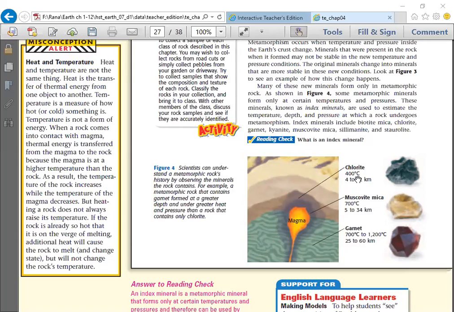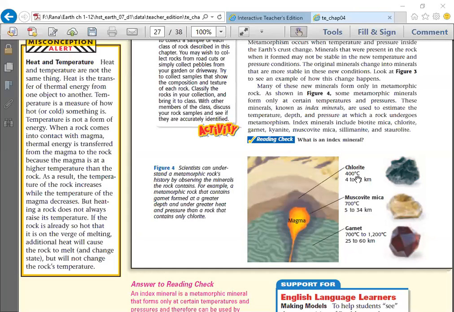Yes. So for example, if I give you a sample of metamorphic rock, and you find this metamorphic rock contains garnet mineral, what could the depth be if we found a metamorphic rock that contains garnet mineral? 25 to 60 kilometers. Yes, it's between 25 to 60. That means it never could be less than 25 kilometers. Yes or no?